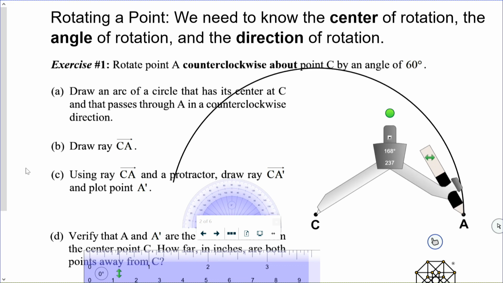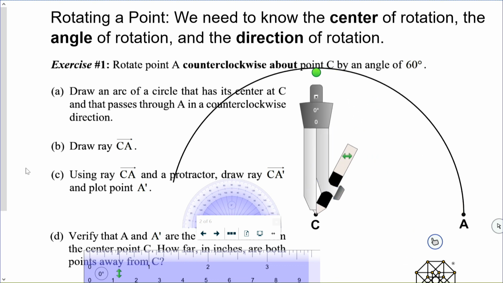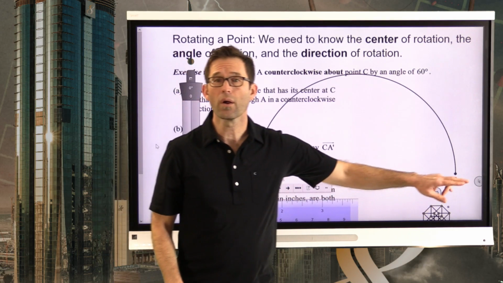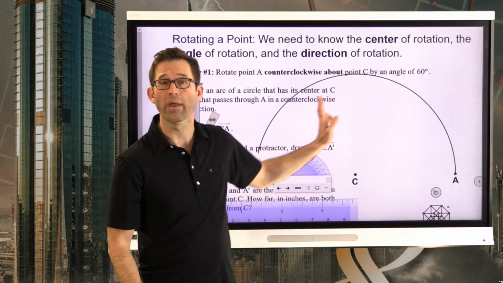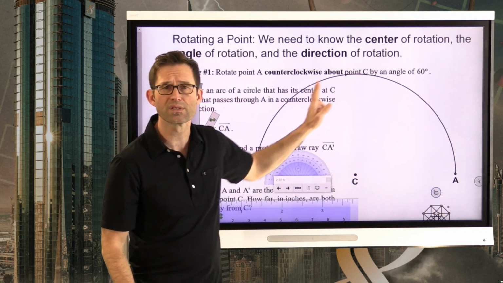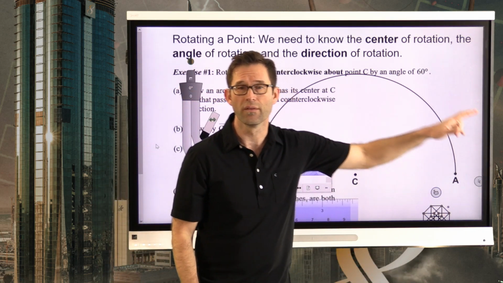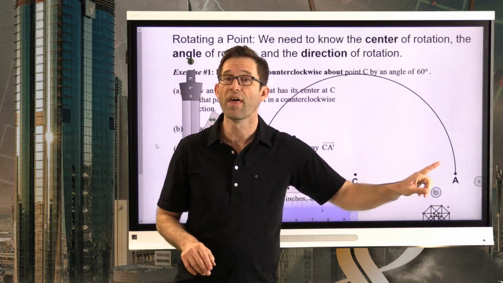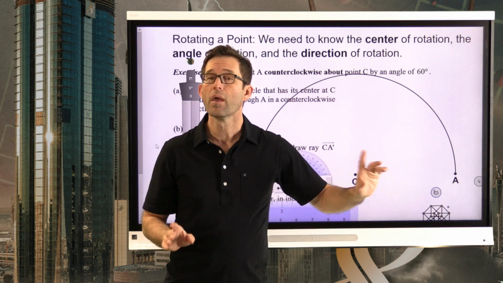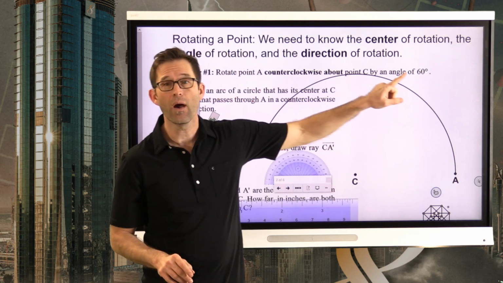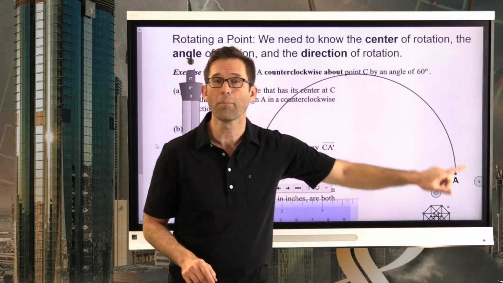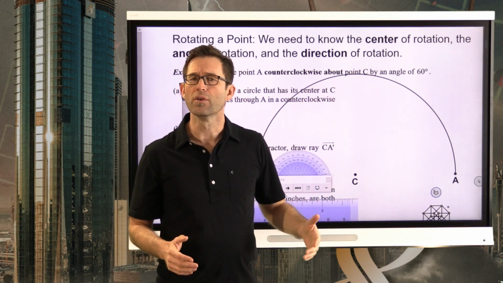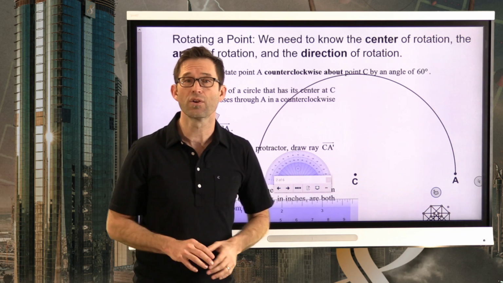Now, I'm going to get rid of my compass. I don't need it anymore. Somewhere along this arc, our image point is going to be. All the points along this arc, which would be the full circle if we drew it, are the same distance away from C that A was. And we're going in a counterclockwise direction, the opposite of the way that the hands on a clock would move. Now what we want to do is figure out just a 60-degree rotation.